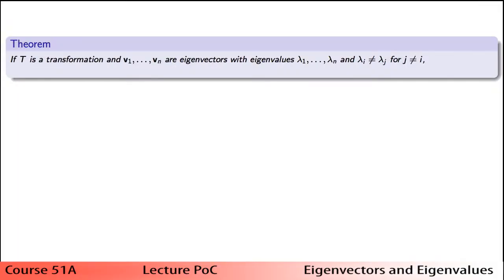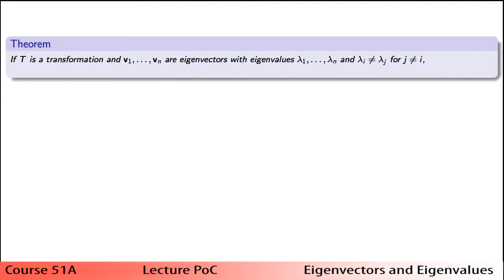So today we're going to be looking at a theorem involving eigenvectors and eigenvalues, and we'll see that eigenvectors corresponding to distinct eigenvalues are linearly independent. So here's our first theorem.